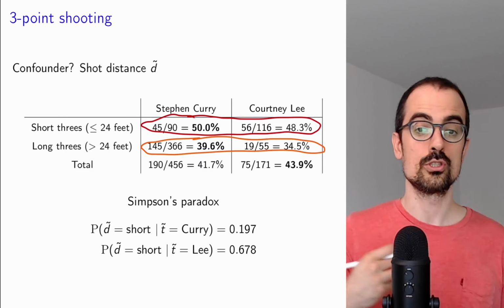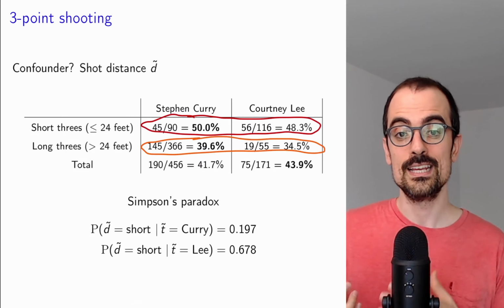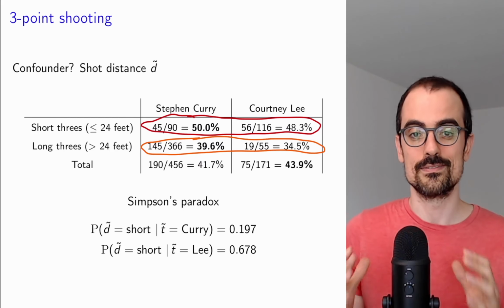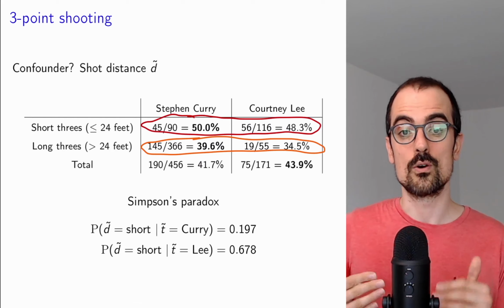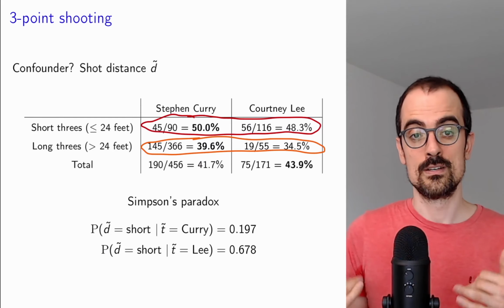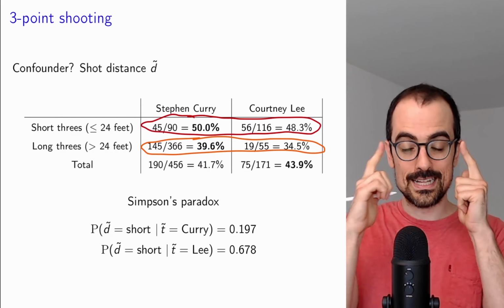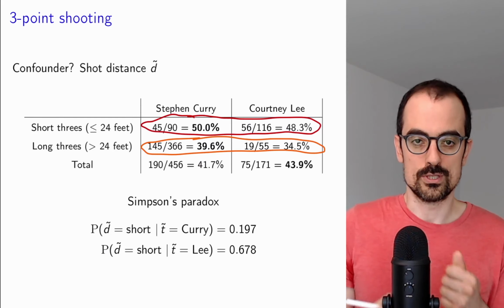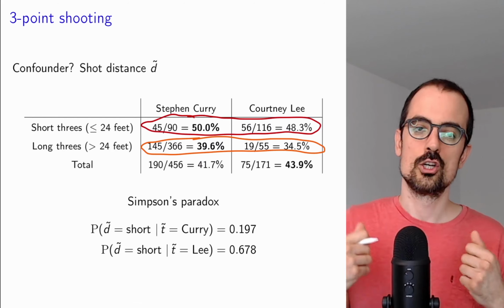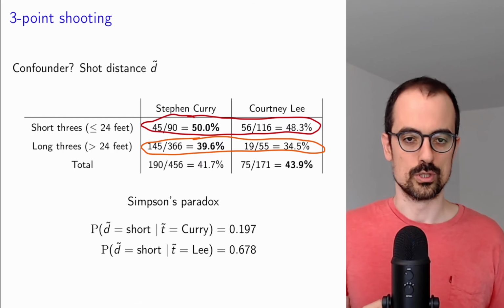So this is just about shot selection. Courtney Lee can shoot many, many more short threes, probably because the defense is not so focused on him, whereas Curry has to shoot many longer threes that have lower percentage. And this distorts the observed statistics so that we might be fooled into thinking that Courtney Lee was the better shooter.